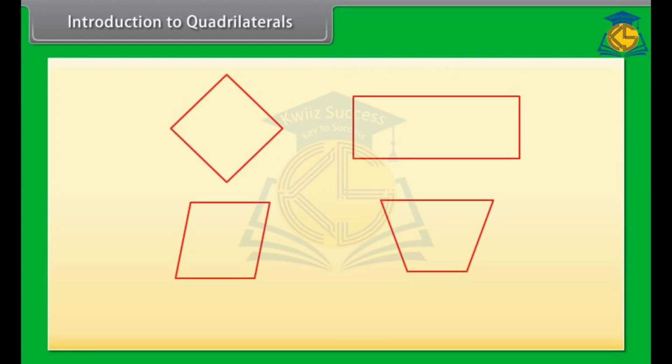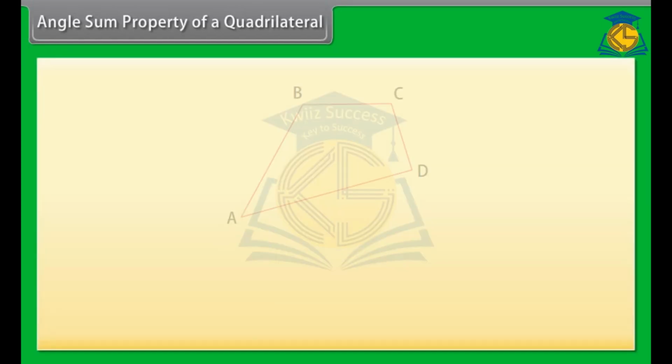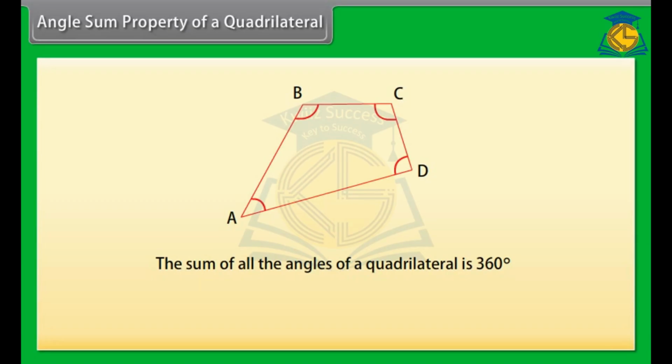Look at these shapes now. These all are quadrilaterals because they have 4 sides, 4 angles and 4 vertices. Angle sum property of a quadrilateral. The sum of all the angles of a quadrilateral is 360 degrees. This is called the angle sum property of a quadrilateral.